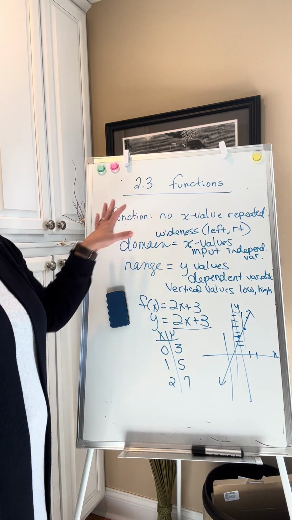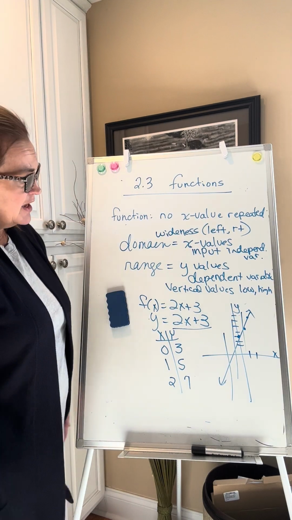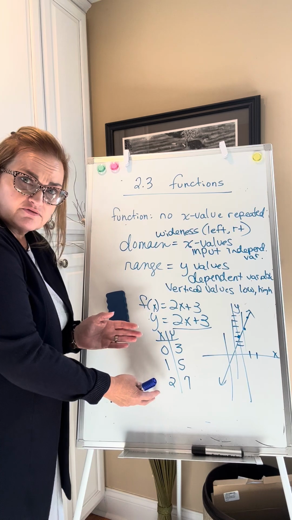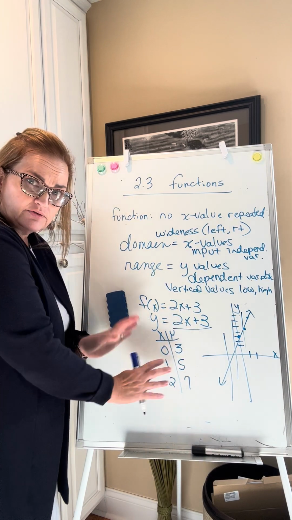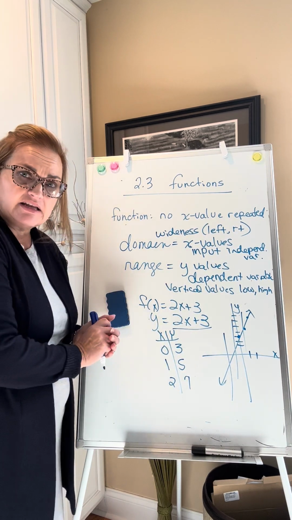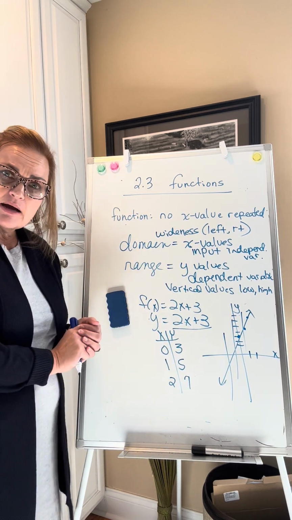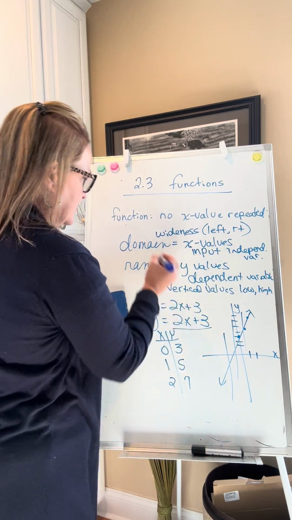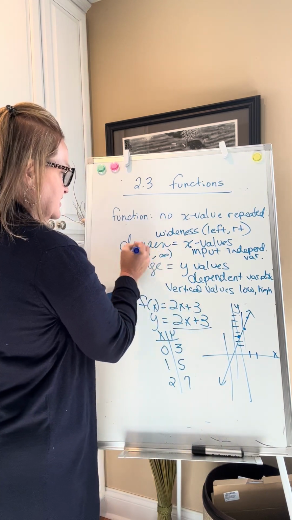And then as far as domain and range, the domain is how wide does it get, or what can you plug in for x and get a real answer for y. If you're thinking about a T-table, you can plug in anything for x and get any type of answer for y. So how far does it go left to right? Negative infinity to positive infinity.